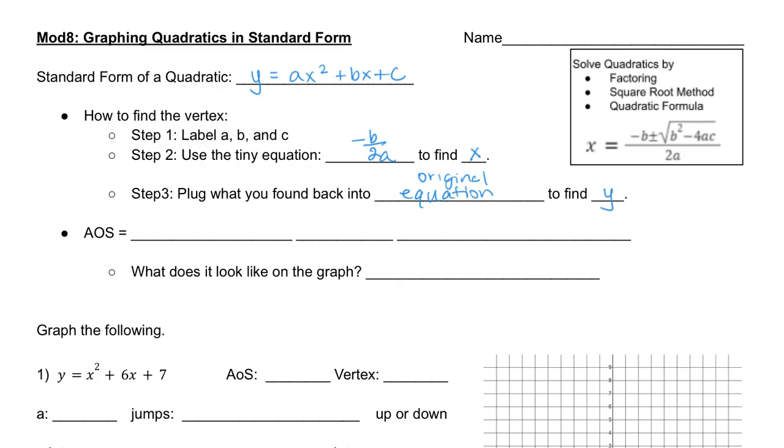You will recall that AOS is the axis of symmetry that is present for all quadratics. And what does it look like? It is a vertical line on the graph. It's an imaginary vertical line that goes through the vertex. And we just use that to help find our symmetry points on the other side when we're graphing.